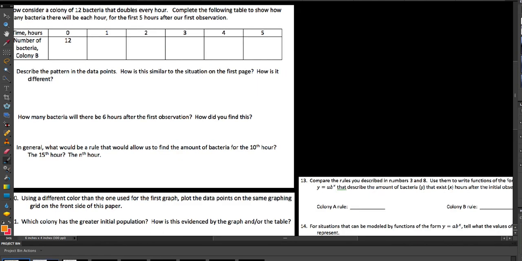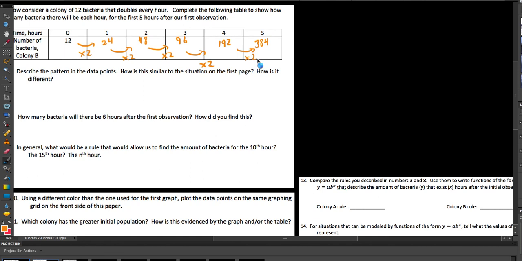As we look over here, we're starting with 12 of something, and what we're doing is we're doubling it every hour. So if we take this times 2, this would be 24. If we take this times 2, this would be 48. Times 2 here, this would be 96. Let's keep going. 2 times 90 is 180 plus another 12, so 192. And this would be 16 shy of 400, so 384. 384 is what we would get here.